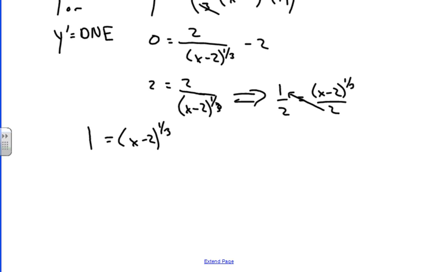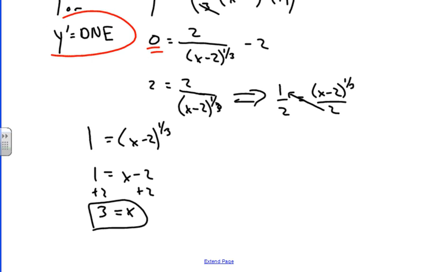Now we're going to cube both sides, so we have 1 equals x minus 2. We're going to add 2 to both sides, and we get x equaling 3. So what we have right now is a critical number at 3. Once again, that is where this right here equals 0, but we're not done yet, because that's when this equaled 0. We also have to find where y prime doesn't exist. So I'm going to find where y prime doesn't exist, and I'm going to move this over here.